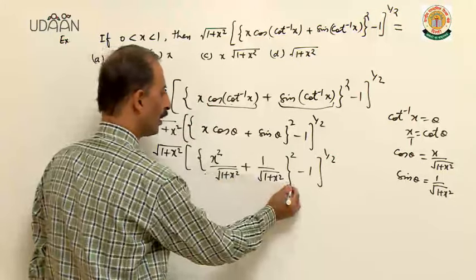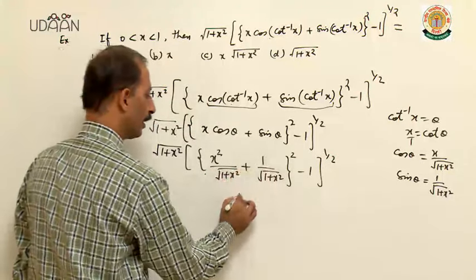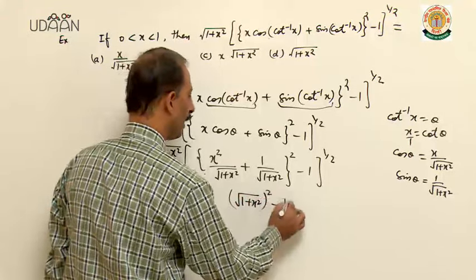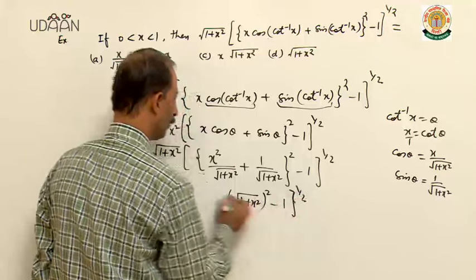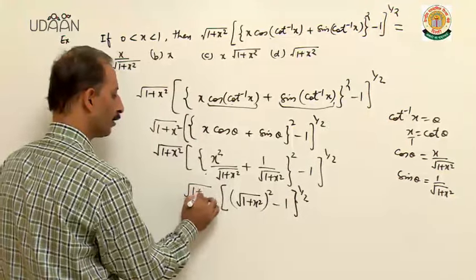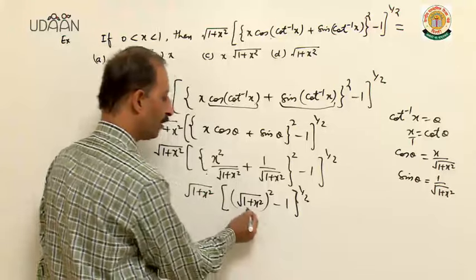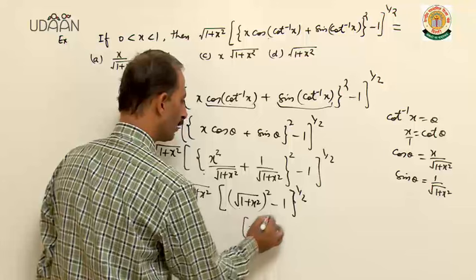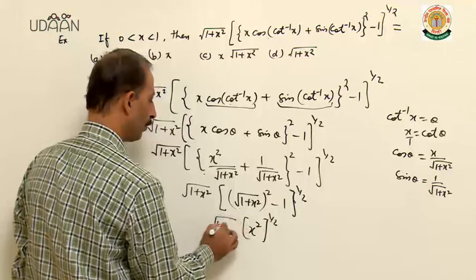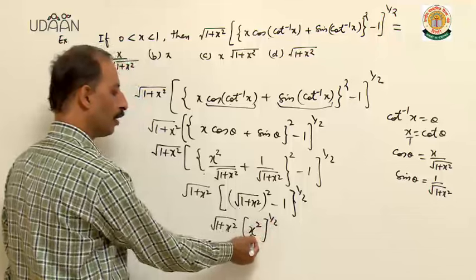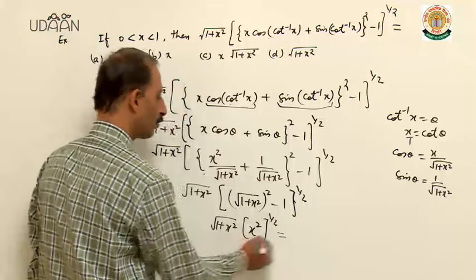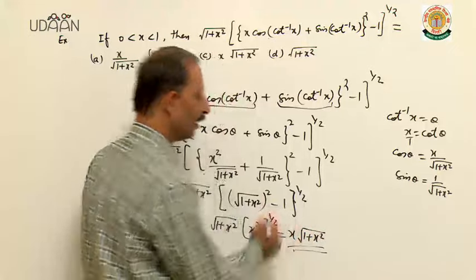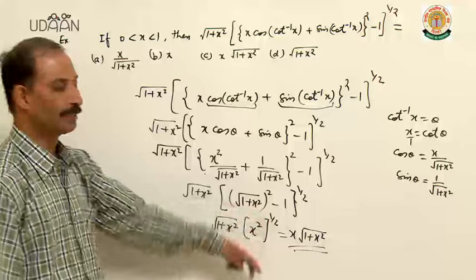Children, simplify this curly bracket. If you take LCM, it becomes root 1 plus x square whole square minus 1, and square root of this root 1 plus x square. If you do squaring of this, it becomes 1 plus x square minus 1. Its value is only x square, and root 1 plus x square as it is. Now square root of x square becomes only x. So x multiplied by root 1 plus x square. That is the simplest form of this expression.